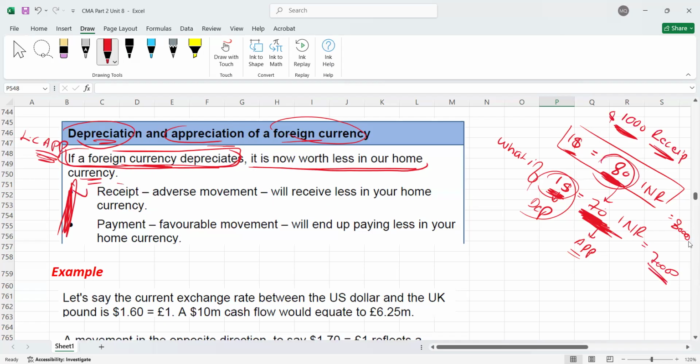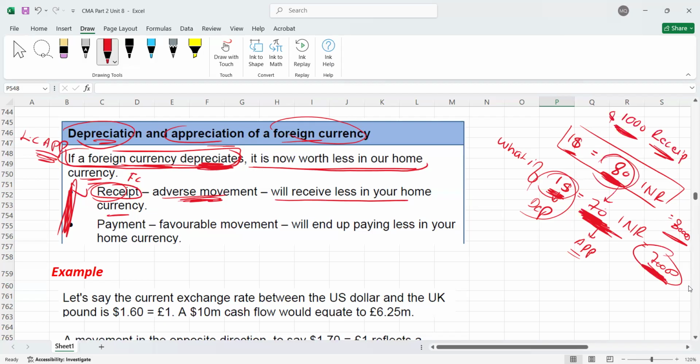They are saying if you have foreign currency receipts, and foreign currency depreciates, it is an adverse movement for the receipt. It's not good because now it will be worth only 70,000 instead of 80,000. So whenever foreign currency depreciates, for receipts it is an adverse movement because we will receive less in our home currency.